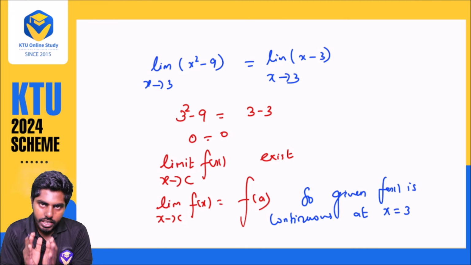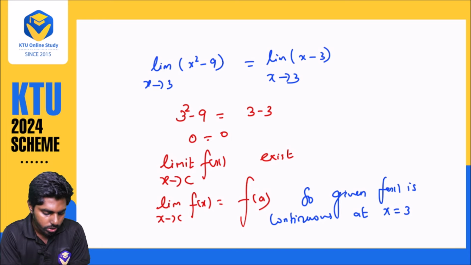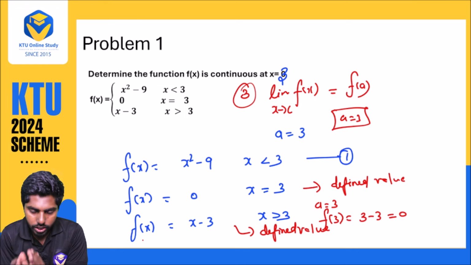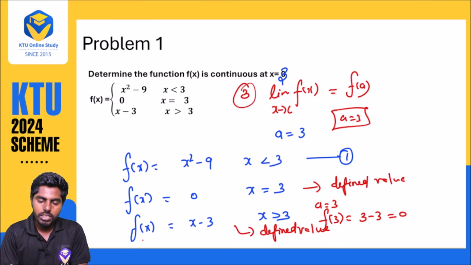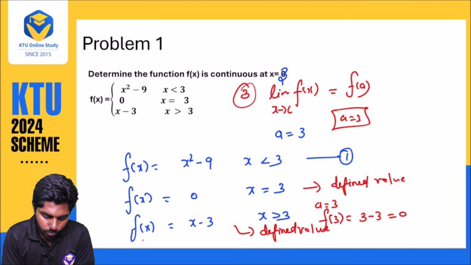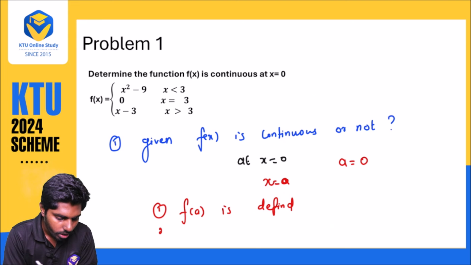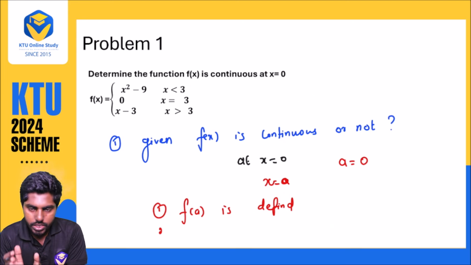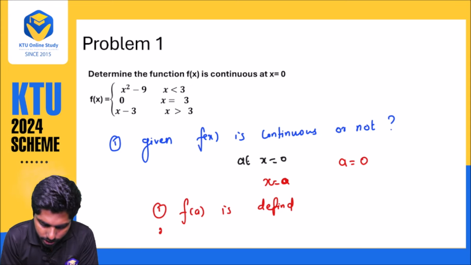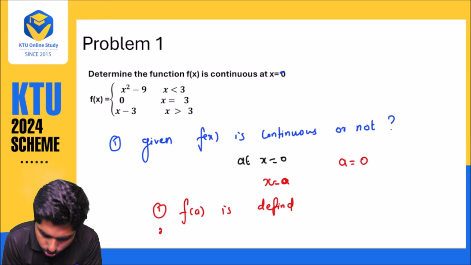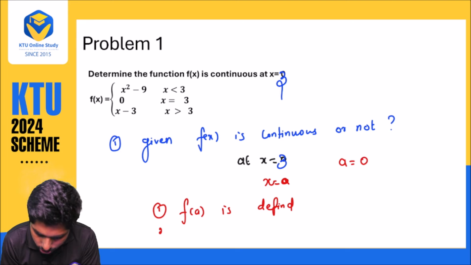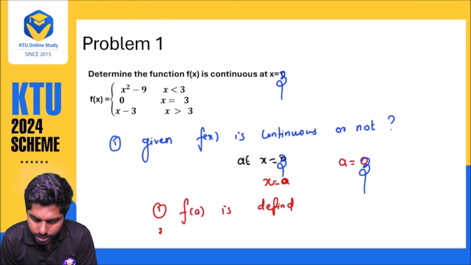So here at x is equal to 3 means a is equal to 3. So here the question is a equal to 3, not 0. Okay, so this is the condition. The first thing we want to write is the given, whether f of x is continuous or not. We know x is equal to not 0, x is equal to 3, that means a is equal to 3.